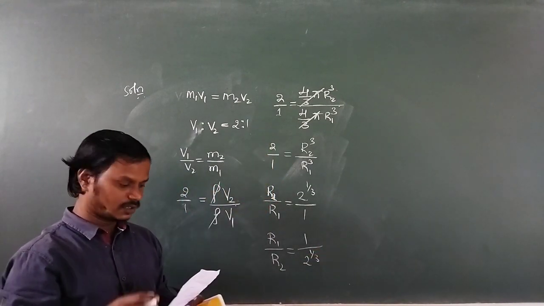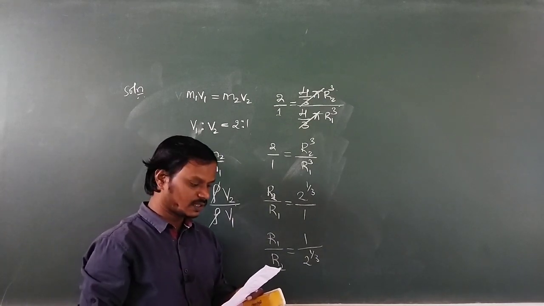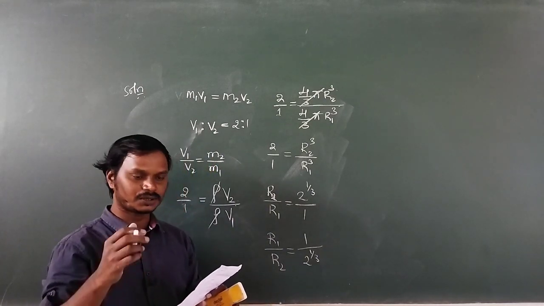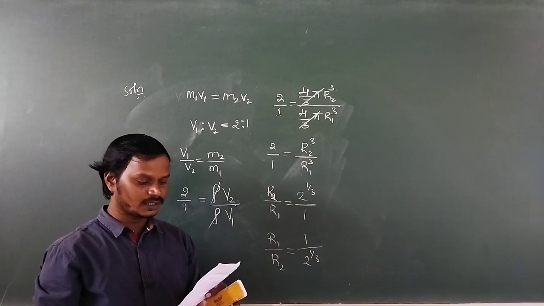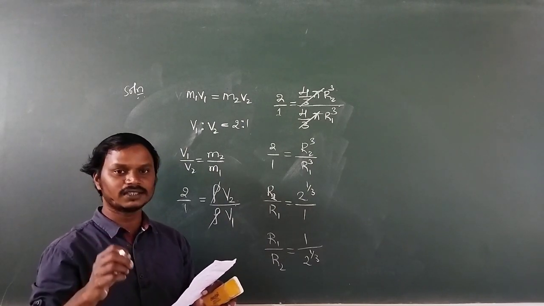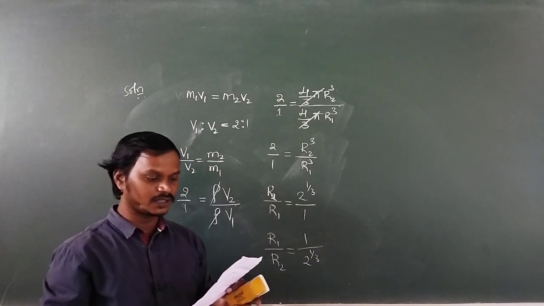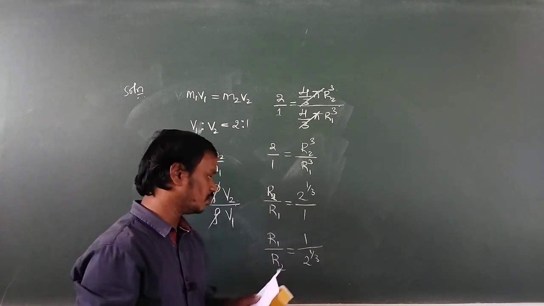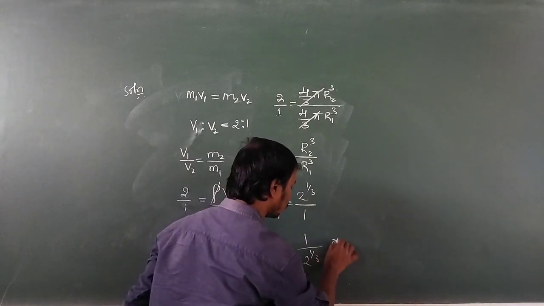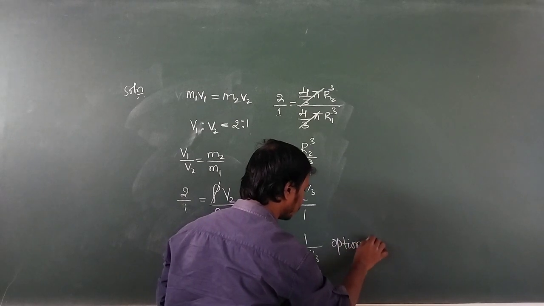First option 3:1/2:1. Second option 1:3:1/2. Third option 2:1/3:1. And last option 1:2:1/3. Means the fourth option is correct. Option 4 is correct.